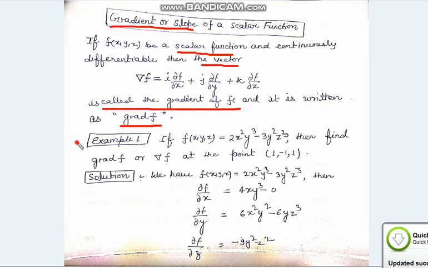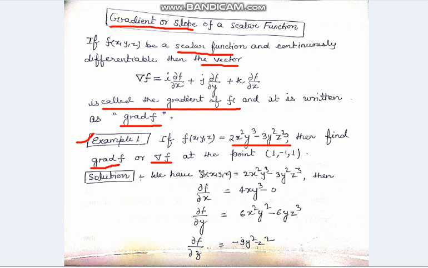For example, if f(x,y,z) is given, this is a scalar function because it does not include i, j, k vectors, so it is a scalar quantity. So our function f is a scalar function and we have to find grad f or ∇f at point (1, -1, 1).